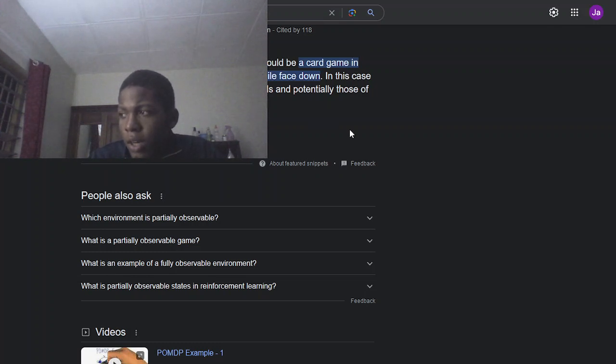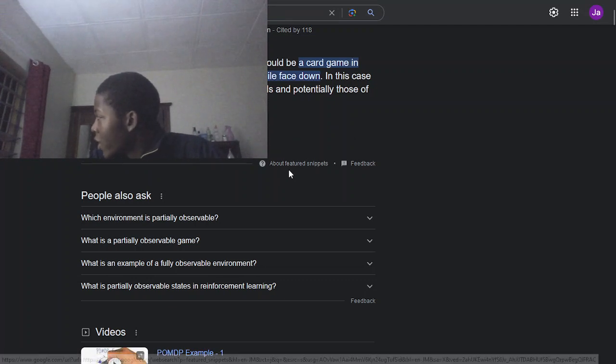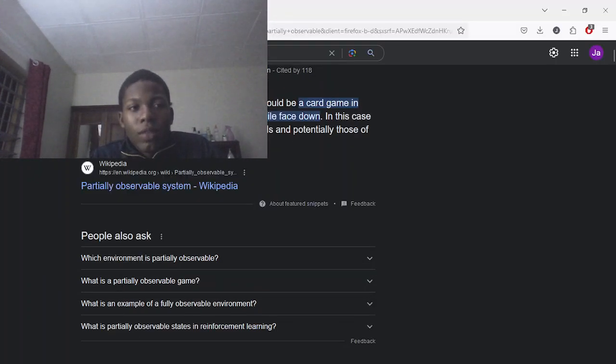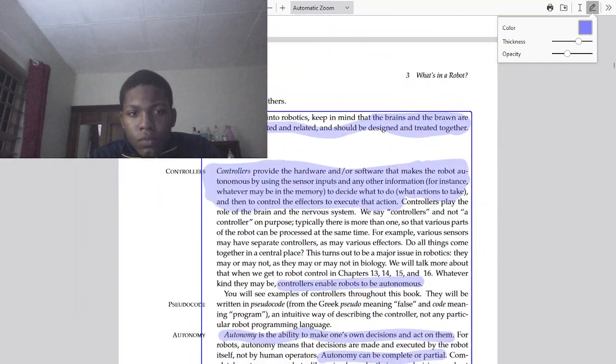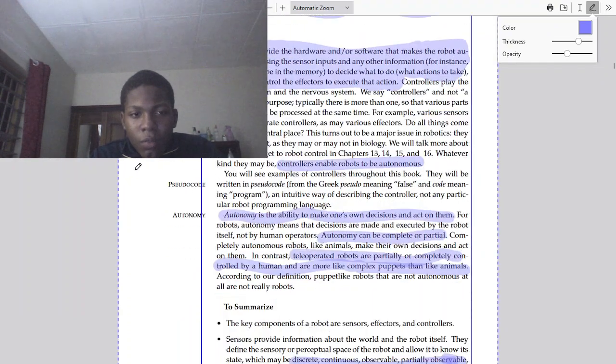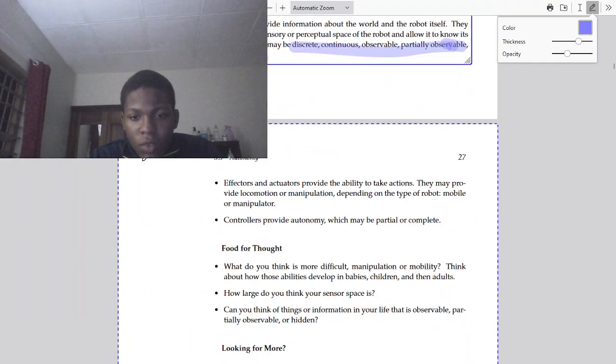Hidden, I think, would be like what's outside right now. I have no additional information apart from the fact that it's my house. But it's dark outside, I'm looking outside, and I'm not really clear on it. So that would be hidden. Well, what are partially observable and hidden called again? It's just information.